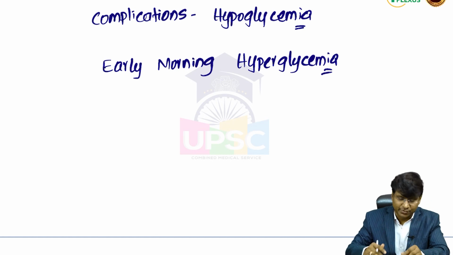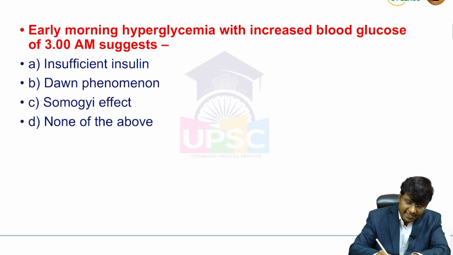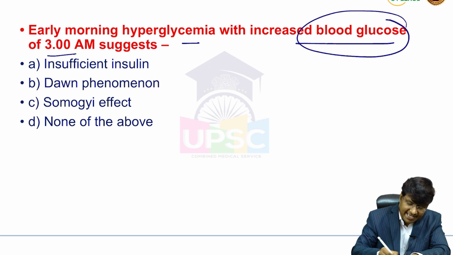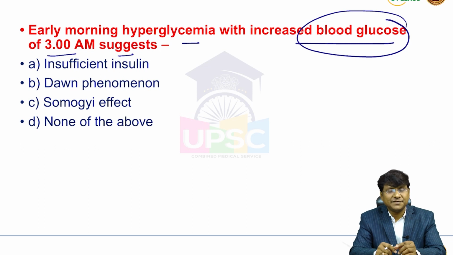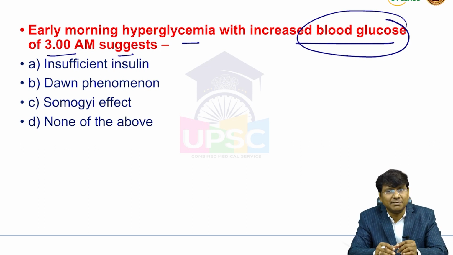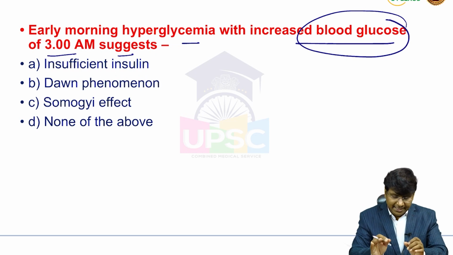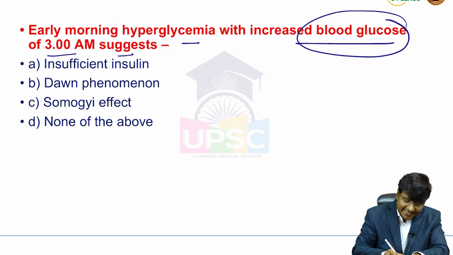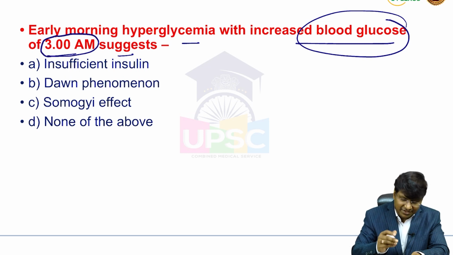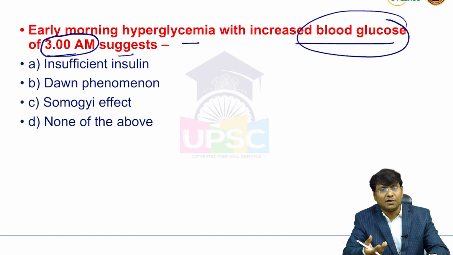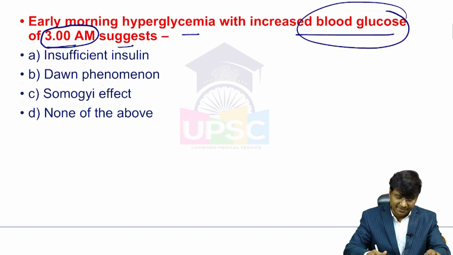Right, so if you see this question: early morning hyperglycemia with increased glucose at 3 a.m. suggests insufficient insulin, Dawn phenomenon, Somogyi effect, none of the above. So now it is early morning hyperglycemia, and along with that there is an increased blood glucose level even at 3 a.m. also. Now let me discuss the various causes of early morning hyperglycemia.